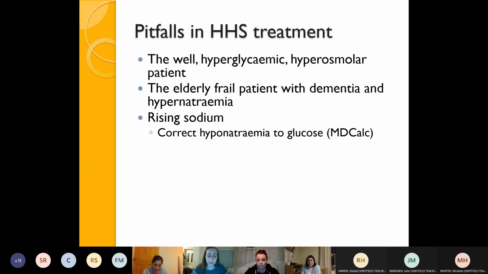There is a calculation, I don't know how you do it, but you can get it on MD Calc, where if you type in what the sodium is and what the blood glucose is, it tells you what the actual blood sodium is. So for example, I did it earlier today just to check that it works. If you've got a really high blood glucose of, let's say, 50 and a sodium that's coming up on a U&E of 120, if you calculate it for the blood glucose, it's actually like 132. So it's actually normal.